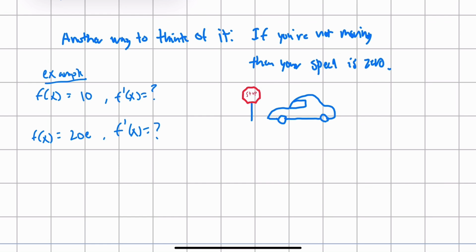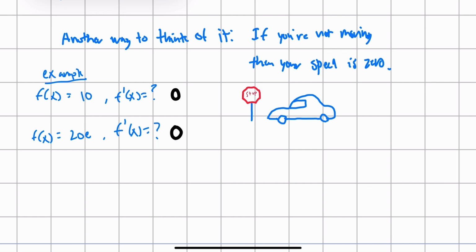Let's try some examples. If f of x equals 10, then what is f prime of x? The answer is 0, because since there is no variable accompanying the 10, it is considered a constant, and the derivative of a constant is always 0. Next, f of x equals 20e. What is f prime of x? The answer is also 0. Although it may look like a variable, e is not one, it is a constant.